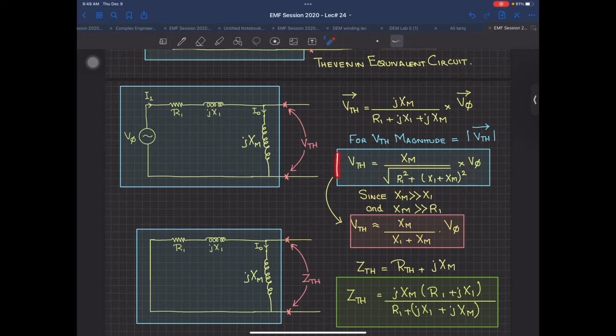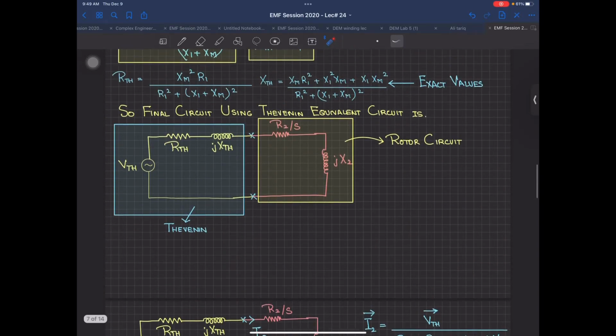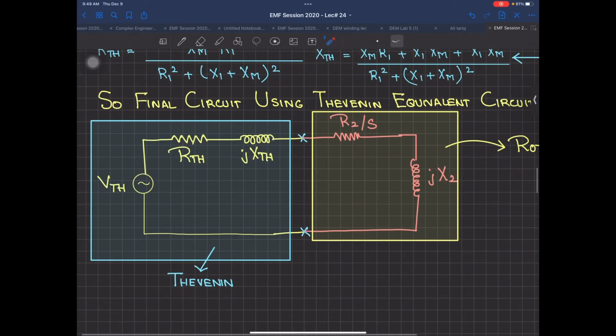So this is very simply the magnitude of V Thevenin, and from here you can easily find out the magnitude of V Thevenin that is actually going to be used. And that V Thevenin circuit will just come on over there. It will be something like this. This V Thevenin will be connected to R Thevenin and JX Thevenin at this point. So this will be R2 by S and JX2, and now very easily I can find out the current flowing over there, that is I2. I2 will be equal to V Thevenin divided by the series impedance over there. So it will be very simple.